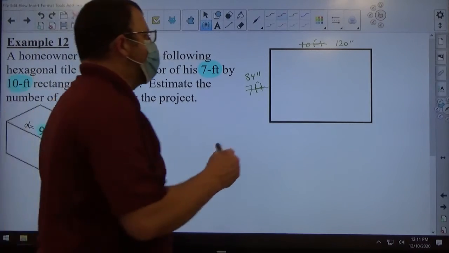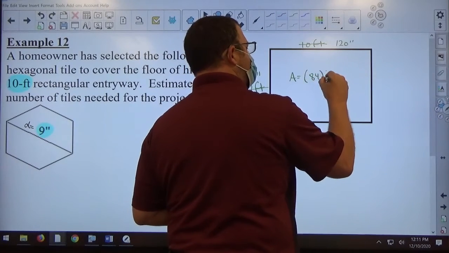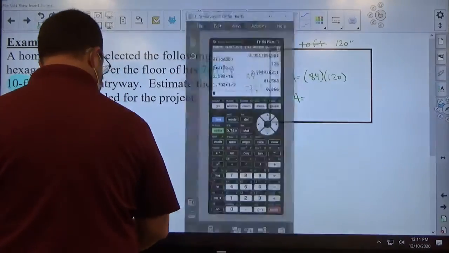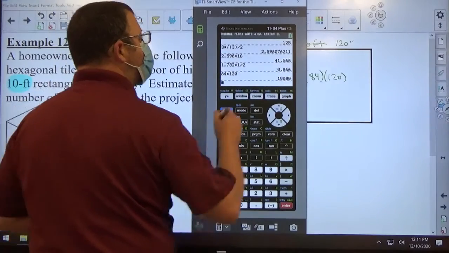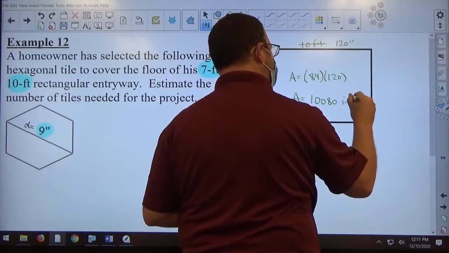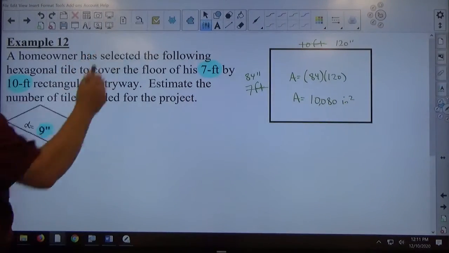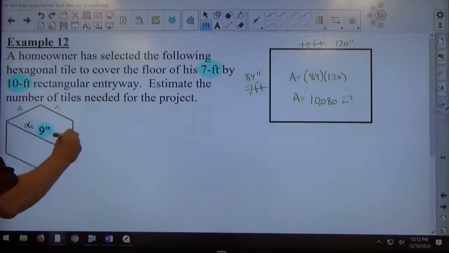So the area of the entryway is going to be 84 inches times 120 inches, which is going to be a large number. 84 times 120, 10,080 square inches. Once we figure out the area of the entryway, now I just have to figure out how much one tile's area is. And the number I need to find the area of a tile is the length of a side.